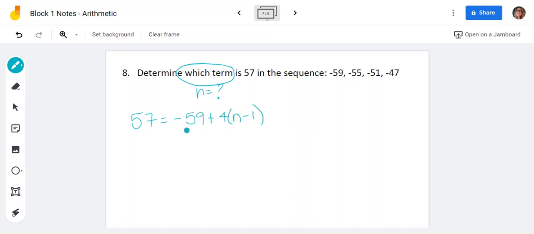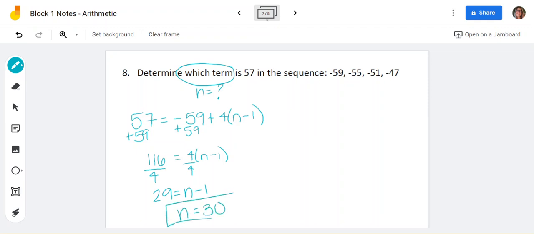Okay, so now we can solve. Add 59 to both sides: 116. You could distribute here, but I would recommend dividing both sides by 4. So we get 29 equals n minus 1. So n must be 30. So we can say 57 is the 30th term.